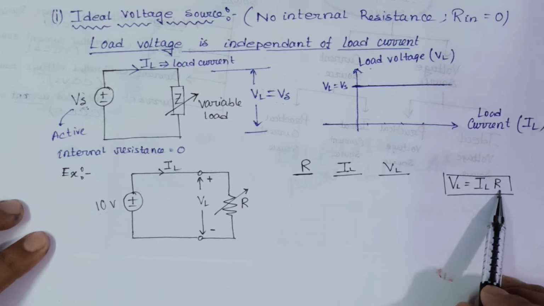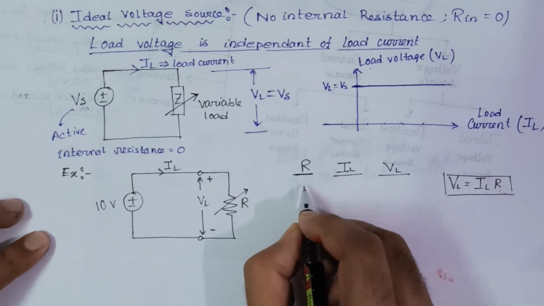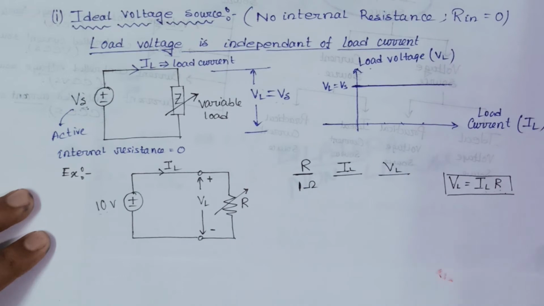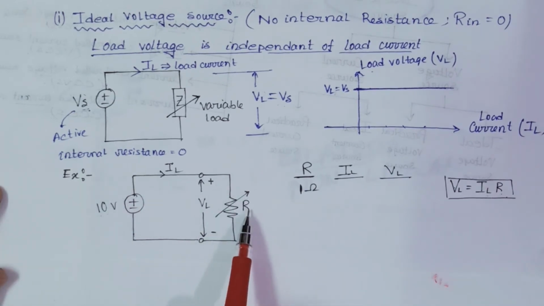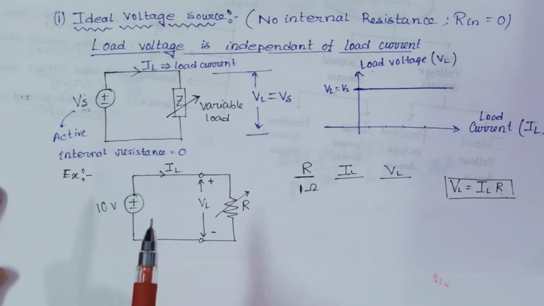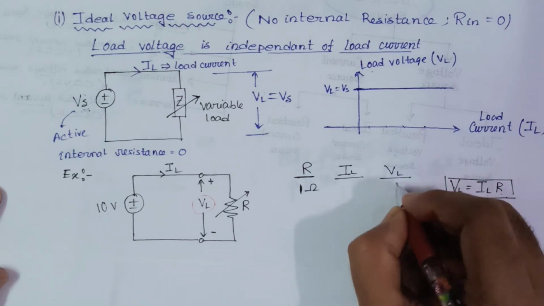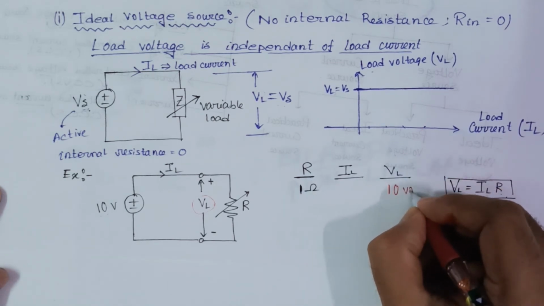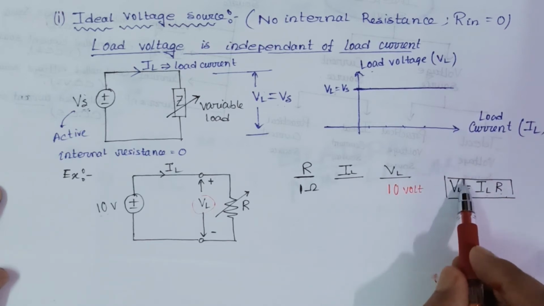According to Ohm's law, we know voltage is equal to current into resistance. So load voltage VL is equal to load current into resistance. Now, we are considering the value of resistance to be 1 ohm. And again see, there is no other element other than this R where the voltage can drop, which means this load voltage VL should be equal to this source voltage. So whatever the value of resistance is, this voltage is going to be 10 volt.